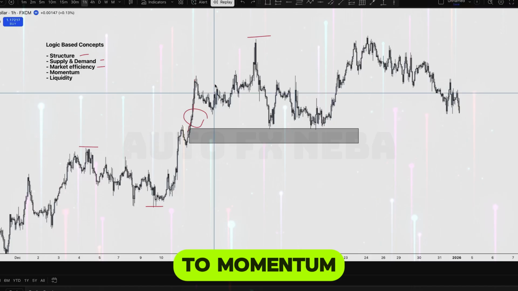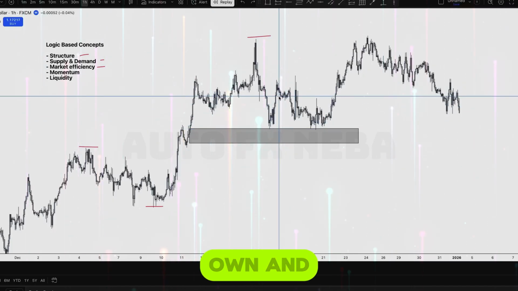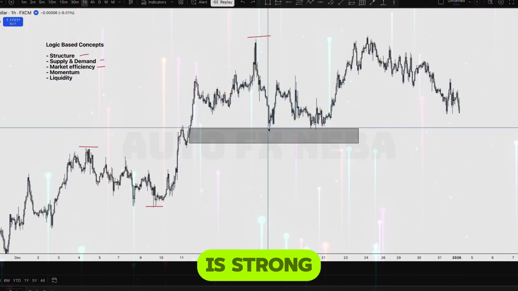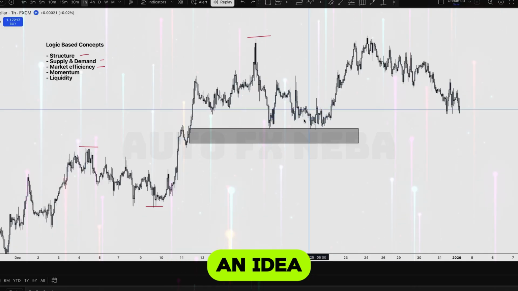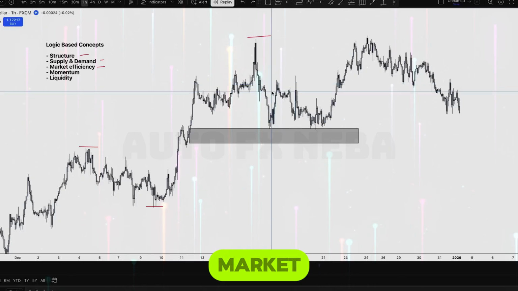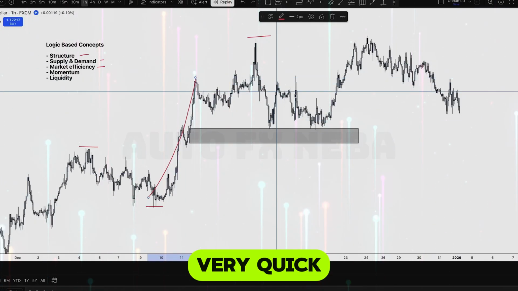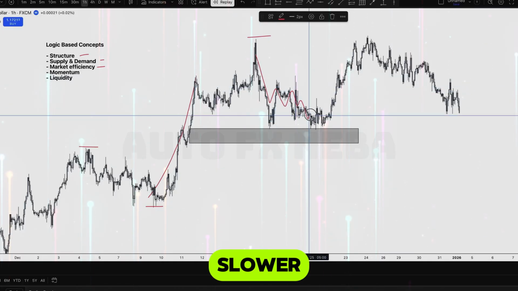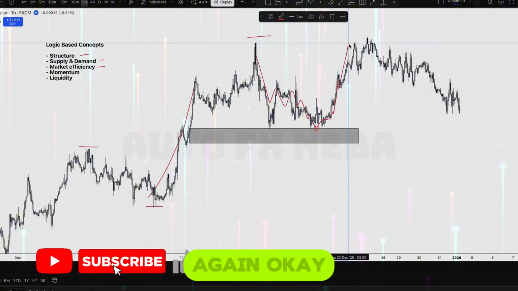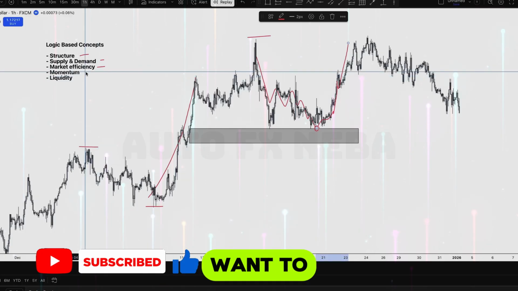Then when it comes to momentum, we simply look at the strength, size and speed of the candles on their own, and also from a multi-candle momentum perspective, to see where momentum is strong, where it's slowing down, and get an idea as to whether we believe buyers are still the right way to be going in this market. To show you what I mean, this movement up is very fast, very quick. The pullback down is slower, weaker. And then as we hit this, we start to get these strong bullish candles again. So by identifying speed and size of candles, we determine whether we want to be moving with the market.